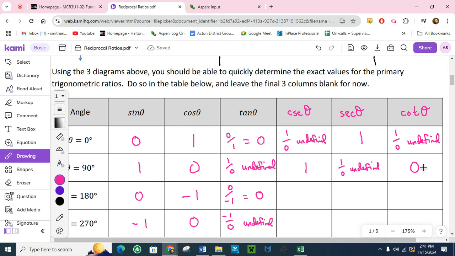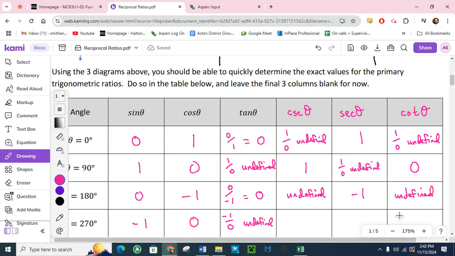180 looks a lot like 90. We're going to get undefined, the flip of 0. Undefined. The flip of -1. Remember, we're not changing the sign. 1 divided by -1 is just -1. And the reciprocal of 0 is undefined. You can just automatically pop that in there.